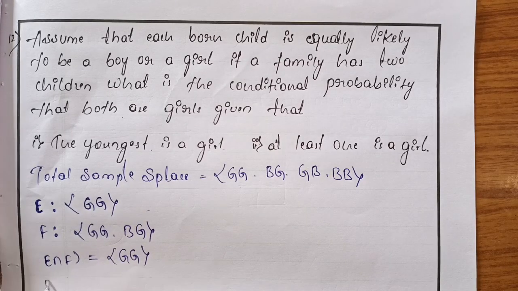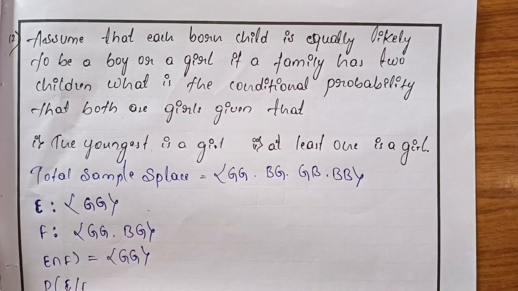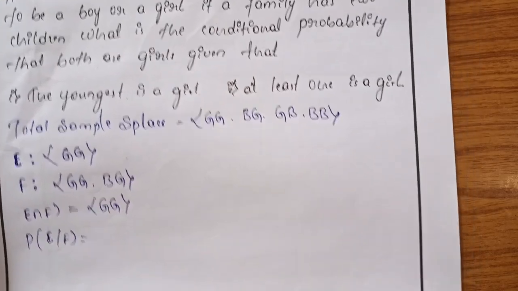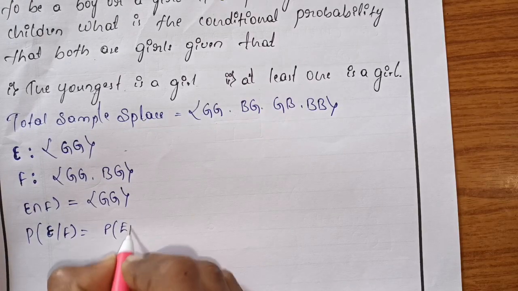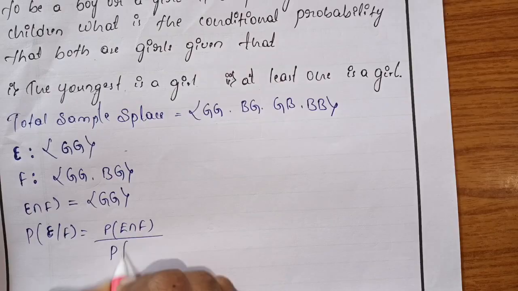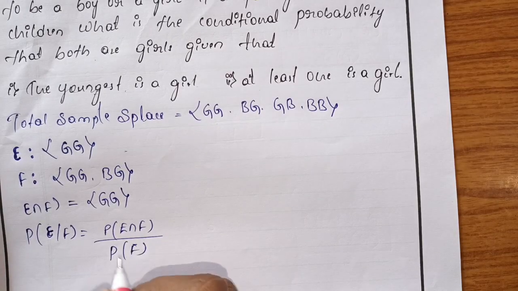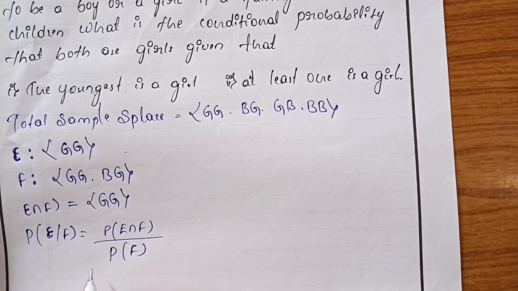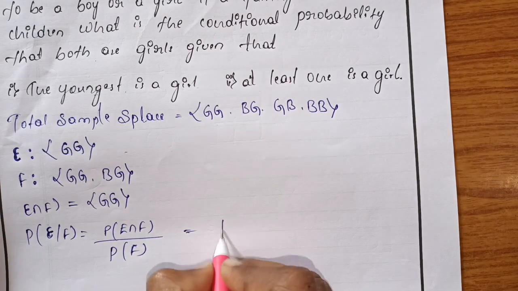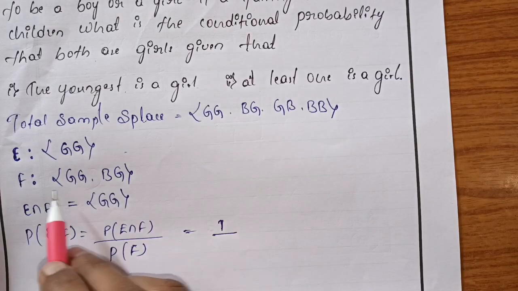So we find out the probability of E by F equal to, what is the formula for E by F? Probability of E intersection F divided by probability of F. E intersection F, how many elements? 1. So E intersection F is 1, F is 2.